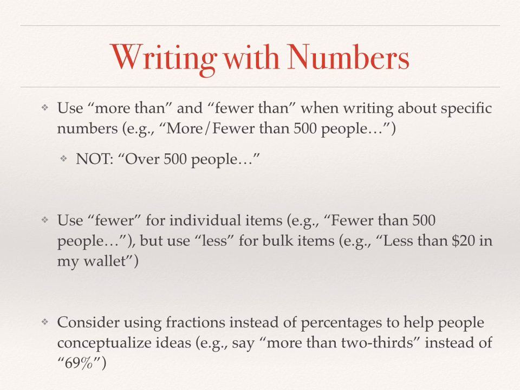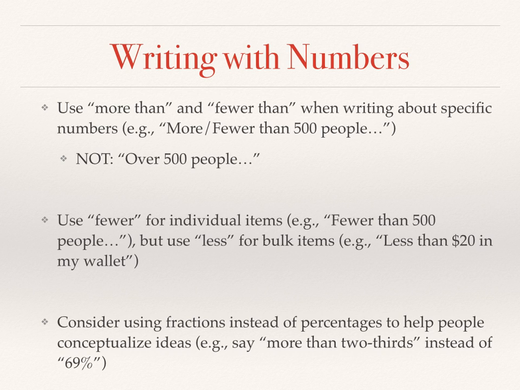Now, finally, it is important to know how to report numbers in accordance with the AP Style Guide. Writing with numbers can be tricky, but there are a few basic rules you can follow to help you articulate the numerical data effectively to your readers. First, if you are writing about specific numbers that have been rounded, then write more than or fewer than when describing those numbers. Second, if you are writing about a small number of individuals or individual items that have been rounded down, then use the word fewer. However, if you are writing about a small number of items that act as a group or come in bulk form and have been rounded down, then use the word less.